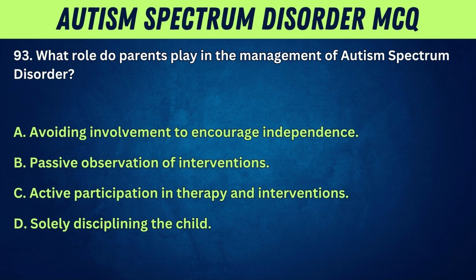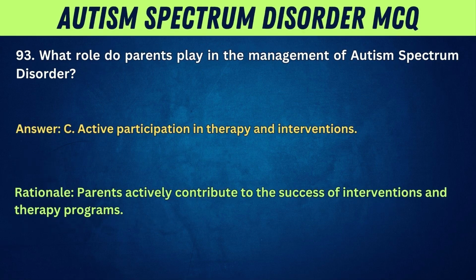93. What role do parents play in the management of autism spectrum disorder? A. Avoiding involvement to encourage independence. B. Passive observation of interventions. C. Active participation in therapy and interventions. D. Solely disciplining the child. Answer: C. Active participation in therapy and interventions. Rationale: parents actively contribute to the success of interventions and therapy programs.